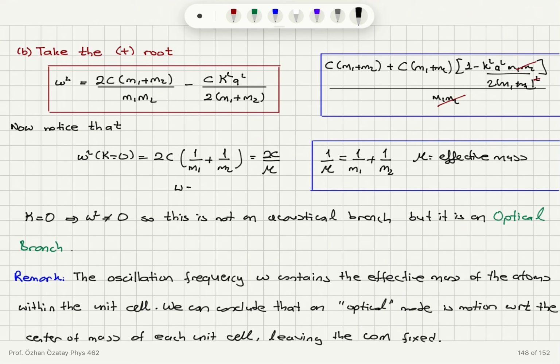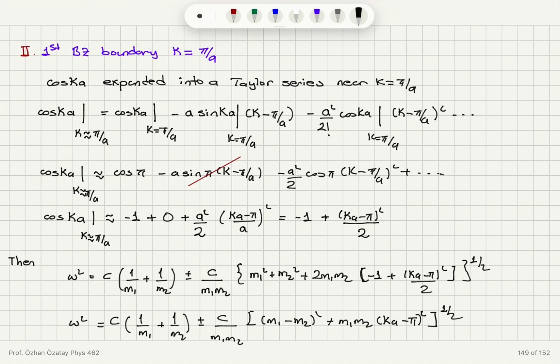Omega is the square root of 2c over mu. That is our result. And because we have this effective mass here, the optical mode is basically a motion with respect to the center of mass of each unit cell, leaving the center of mass fixed. We're going to look at the displacements more carefully to understand what is going on.